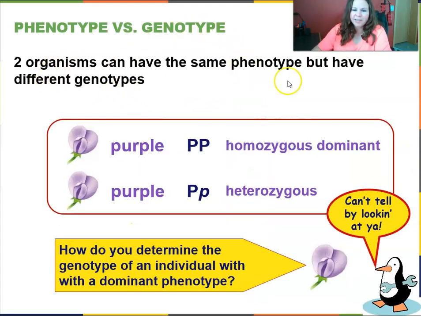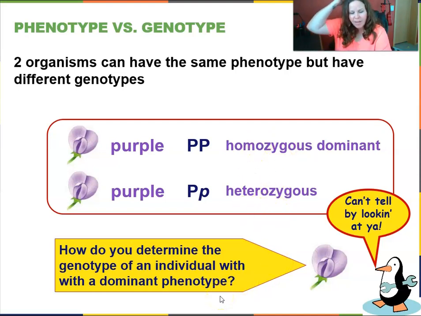So 2 organisms can have the same phenotype but have different genotypes. How does that work? Well, let's say you have the purple flower once again. You could be big P, big P and be purple, but you can also be big P, little p and be purple. If you're big P, big P, we call you homozygous dominant. You're carrying only the dominant allele. If you're big P, little p, then you're heterozygous. Hetero means different, so you're carrying one of each. Can't tell by looking at you, as the penguin is saying there.